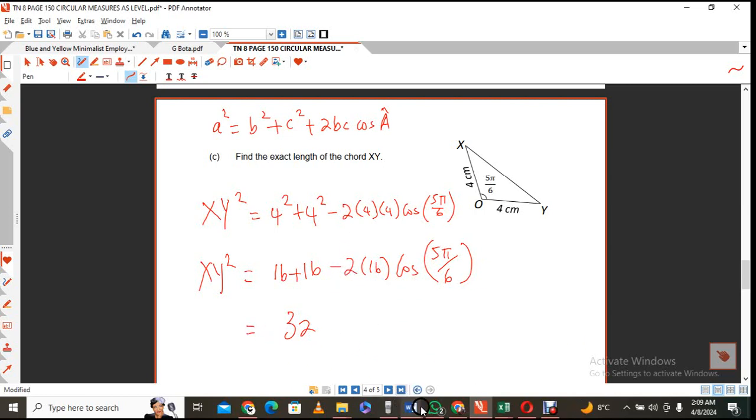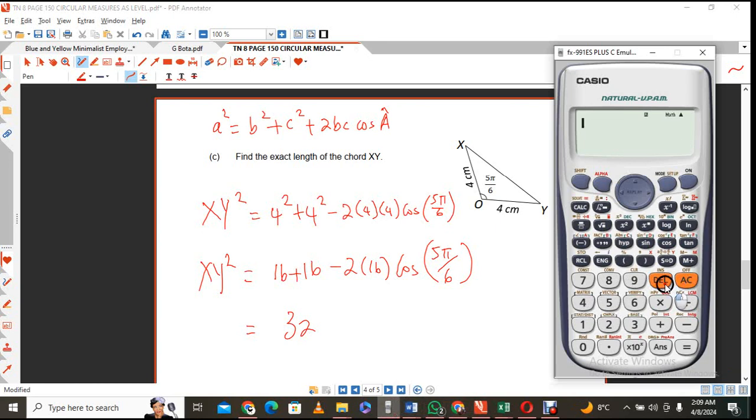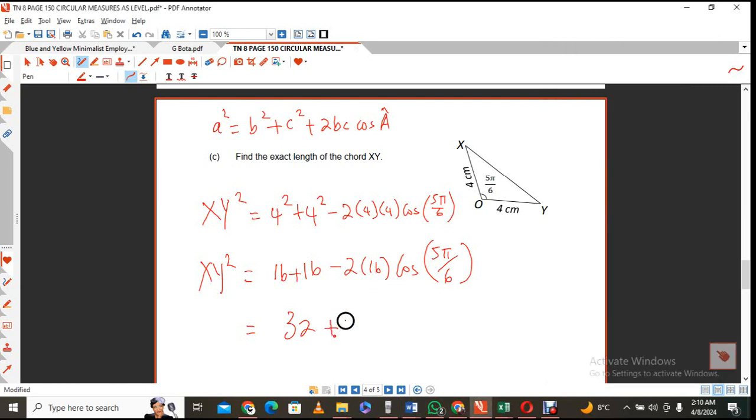And I'm going to first punch in the negative stuff. So maybe I'm going to grab my calculator. Let's do it from the beginning. 4 square plus 4 square minus 2 times 4 times 4 times the cosine of 5 pi upon 6. All right, let's see what value the calculator gives me. Well, it gives me 32 plus 16 root 3. So that's 32 plus 16 root 3. That's that answer over there.